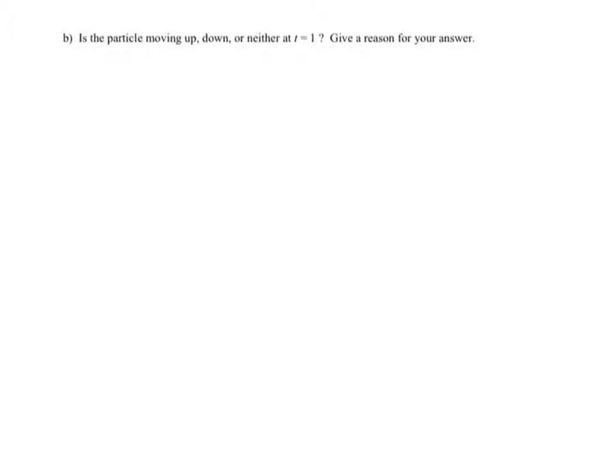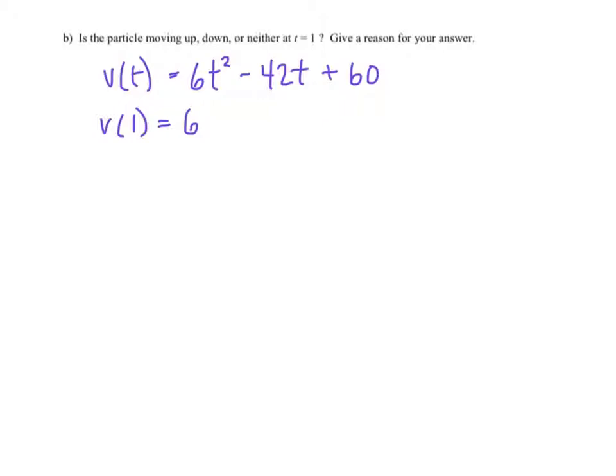So we don't need to do an entire sign chart. We just need to find out what the value of the velocity is when time is 1. So I'm going to take my velocity function that I found from last time. Now I'm going to find that velocity at a time of 1. So that would be 6 times 1 squared is just 6, minus 42 times 1 is 42, plus 60.